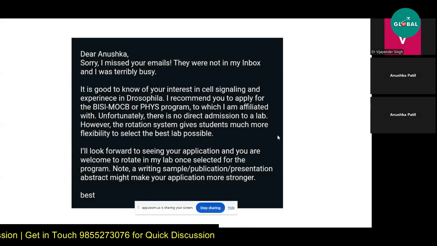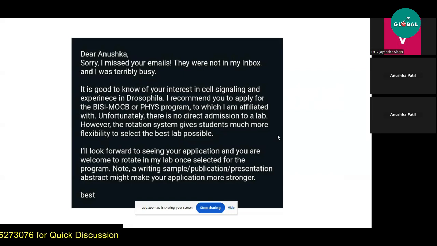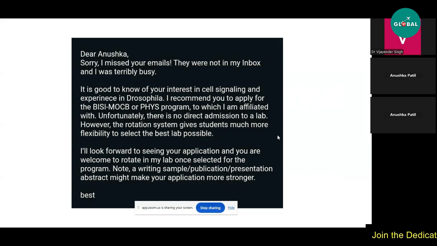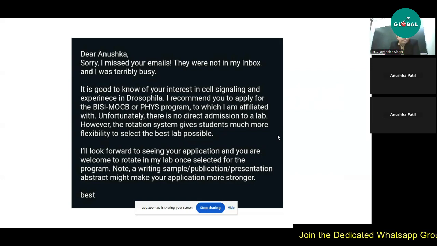I emailed one of the professors from this university, and he was working on cell signaling using Drosophila as a model organism. I emailed him thrice, and after emailing him thrice, he sent me a reply. He told me that there is no direct admission to a lab in the biological sciences department. Every student has to undergo a rotation system, and he also told me that it gives students much more flexibility to select the best lab possible for them.